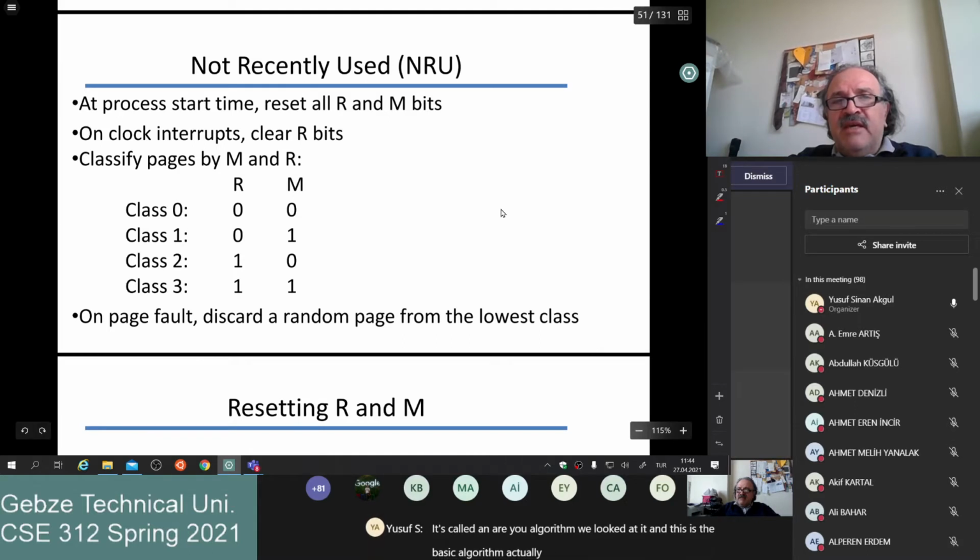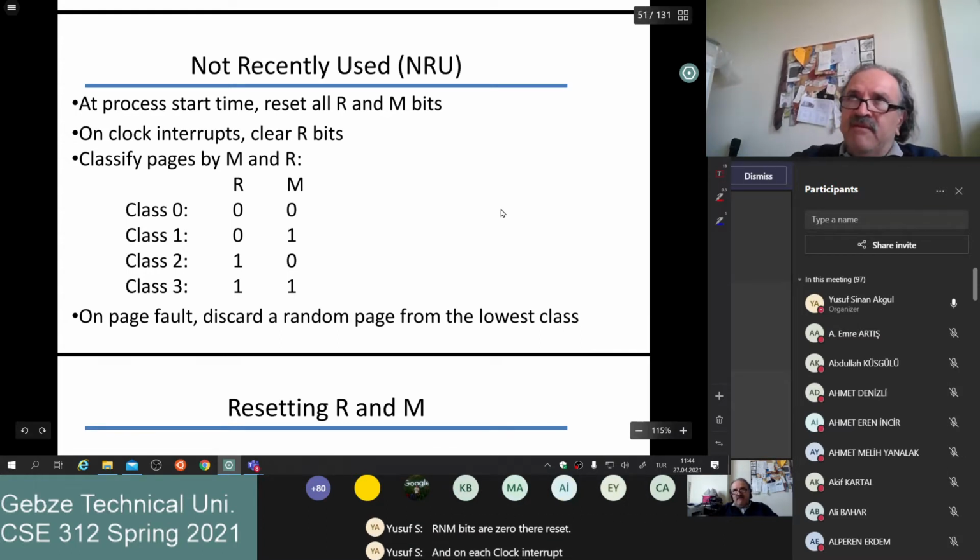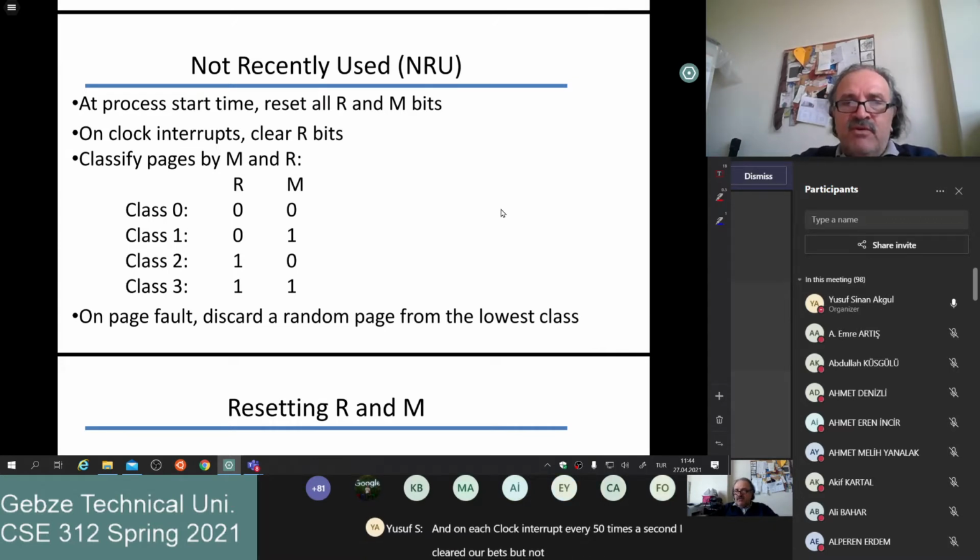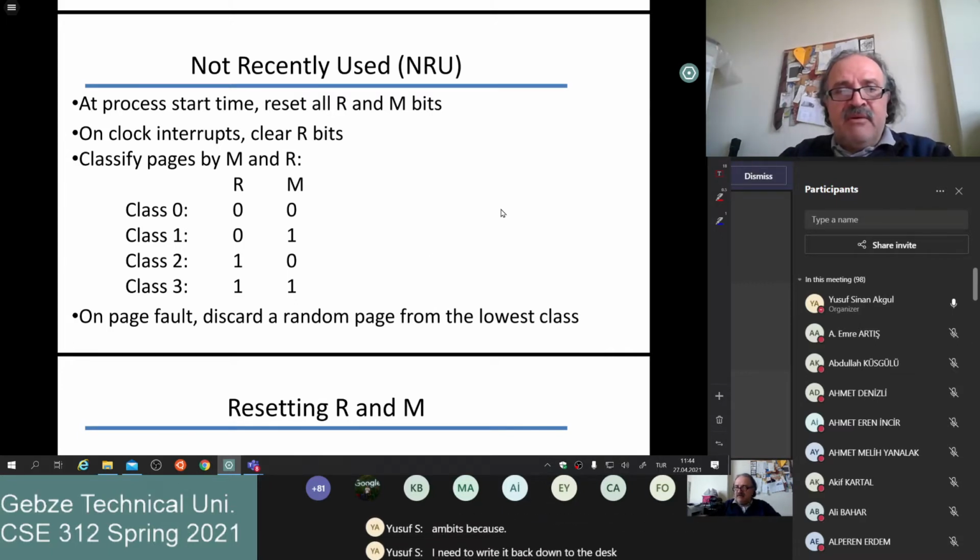At process start time, all the R and M bits are zero. They are all reset. And on each clock interrupt, 50 times a second, I clear the R bits, but not the M bits, of course. I need the M bits because I need to write them back to the disk. I cannot swap them out.